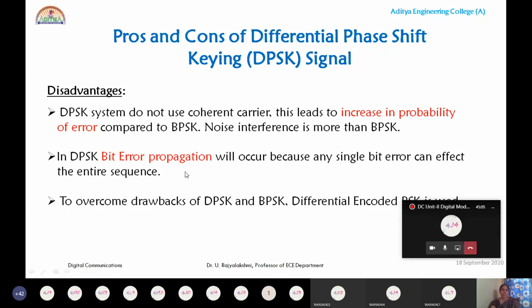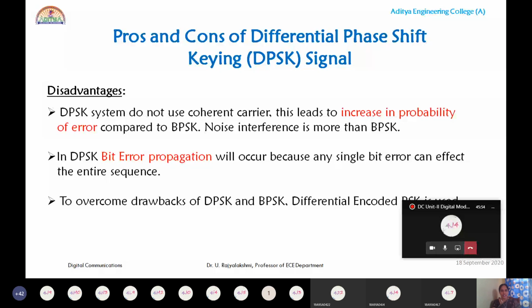The second drawback is this. In DPSK, you are comparing the present data with the past data at the transmitter section, and the phase of the present data with the shifted data at the receiver section. During comparison, for example, if there is a single bit error, if the system represents 1 as 0, or 0 as 1, a rare phenomenon, the entire data sequence gets disturbed because you are doing an XNOR operation. So our complete data may get disturbed.